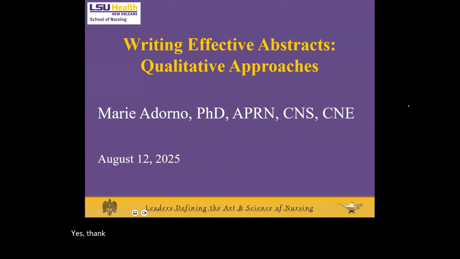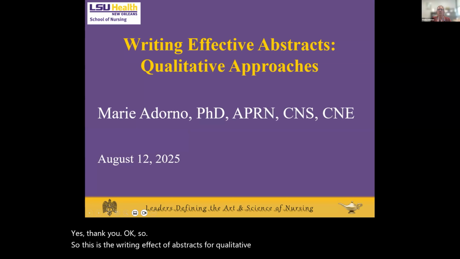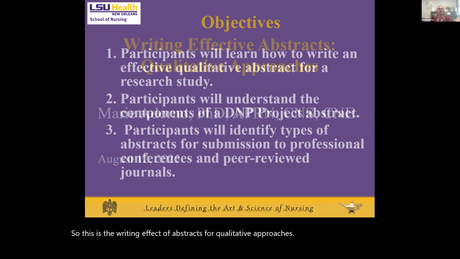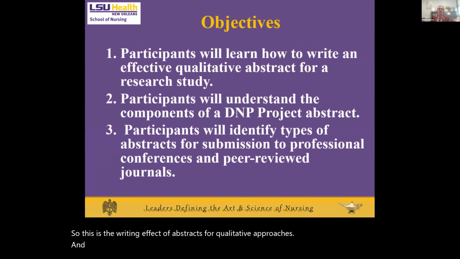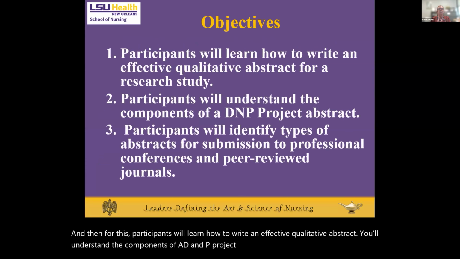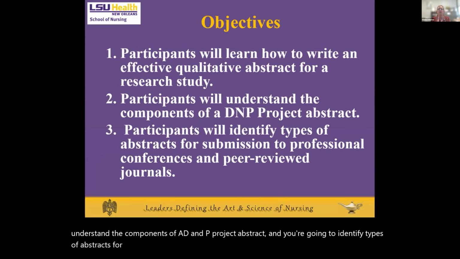Okay. So this is writing effective abstracts for qualitative approaches. For this, participants will learn how to write an effective qualitative abstract. You'll understand the components of a DNP project abstract, and you're going to identify types of abstracts for submission to professional conferences and peer-reviewed journals.